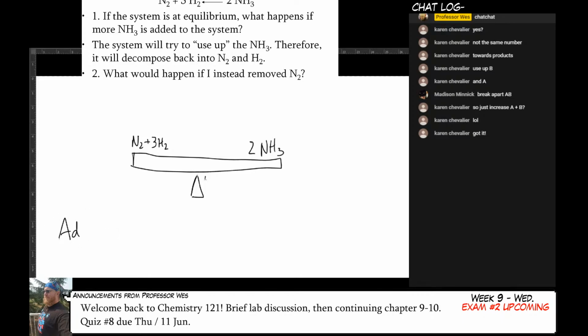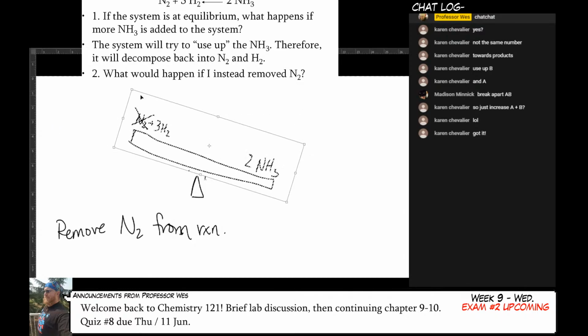It's not adding, I'm sorry. We're going to remove something, aren't we? I'm going to remove the N2 from the reaction. Since I removed it, this side is no longer at equilibrium. This side's too light. There are too few reactants. And so what's going to happen now is that since there's less stuff on that side, it'll do this again.